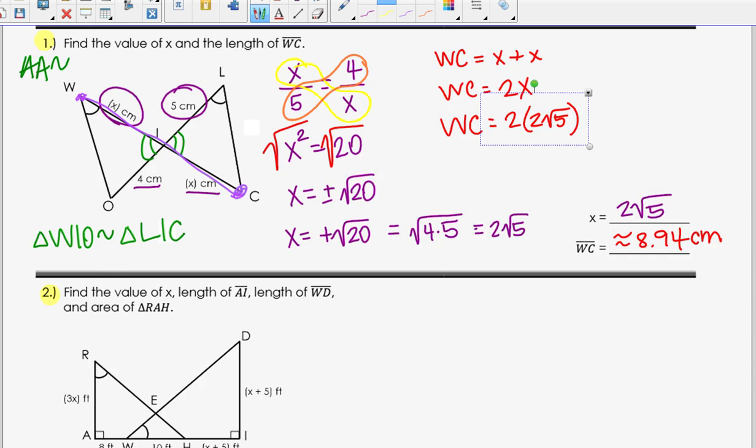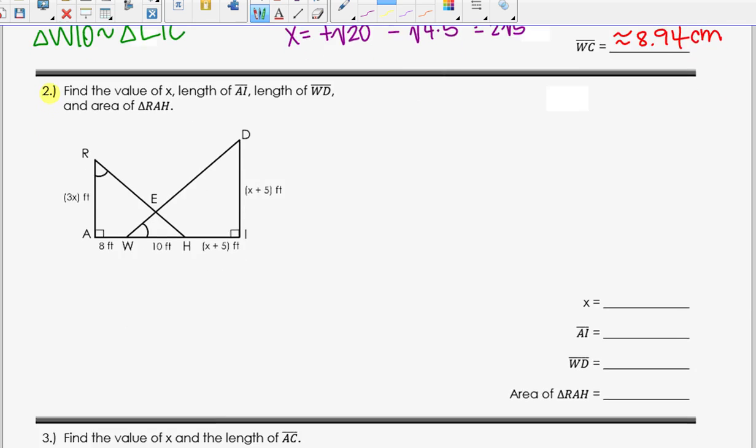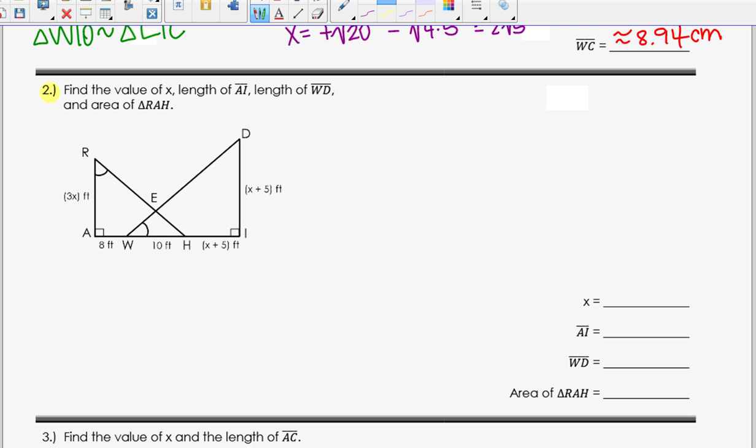All right, so moving on to number 2. Number 2 has a little bit more going on. It says find the value of x, the length of AI, the length of WD, and the area of triangle RAH. Obviously, first things first, there's nothing you can do until you solve for x. If you look, these triangles are congruent by angle, angle: A and I, and R and W. Again, it's not asking for it, but I always make a mental note. And then I'm going to say, my first triangle, let's say, is ARH.